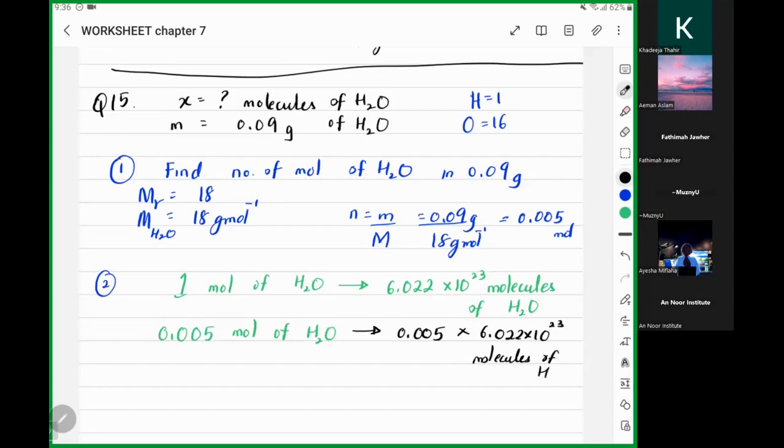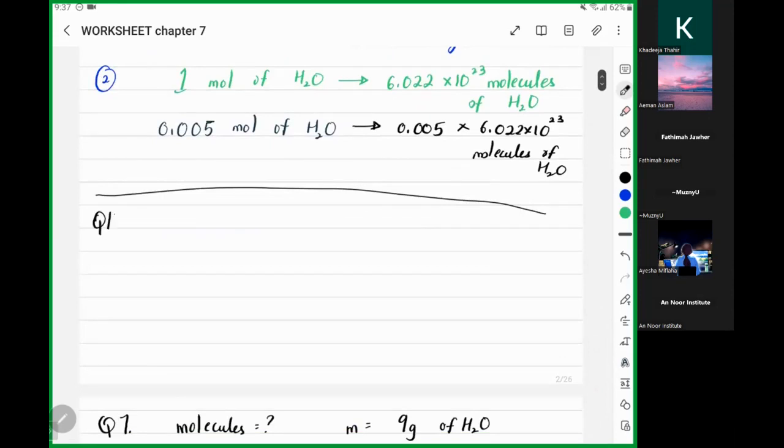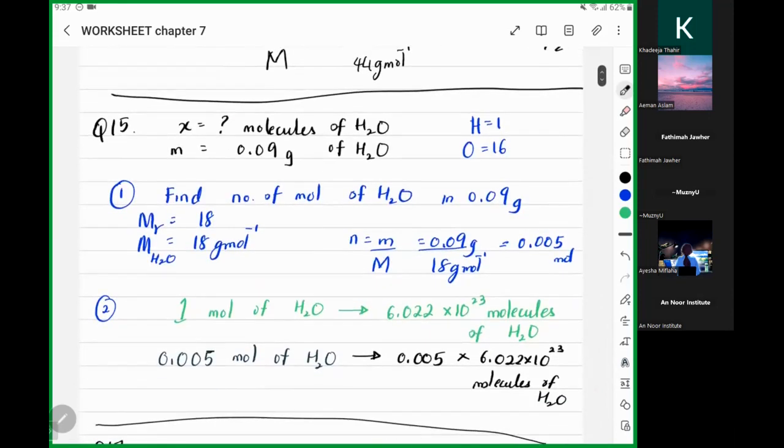No need to find the answer. I mean, you can multiply and find it, but now there's less time. You can leave it like this. Okay. Then we'll go to the 17. I hope it was clear. Okay.